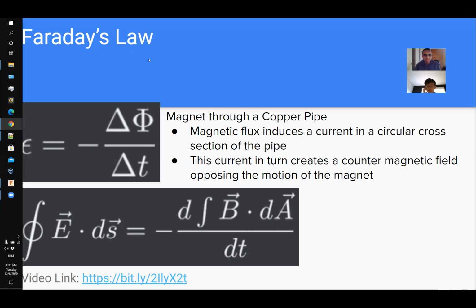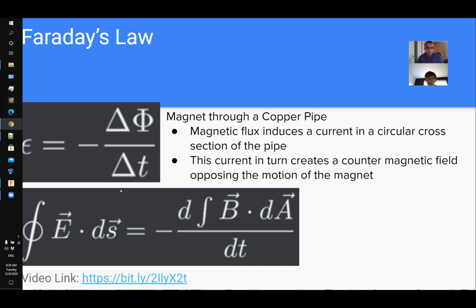So hopefully you enjoyed that video by Professor Rajagopal. He was discussing how the magnetic flux changes as the magnet is falling, through the circular cross section of the pipe. There's a current there, and this current is going to create a counter magnetic field. That's exactly why the magnet slows down within the pipe. So that's one of my favorite examples of Faraday's law right there.